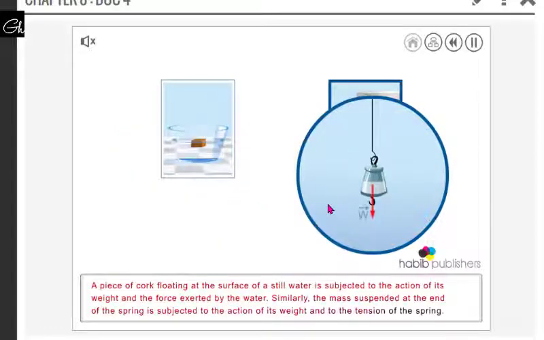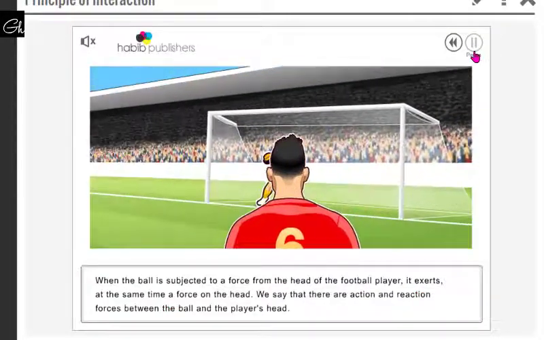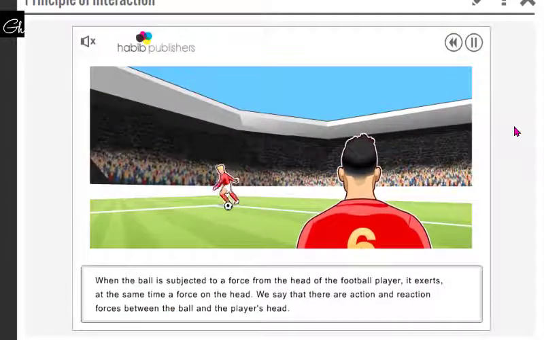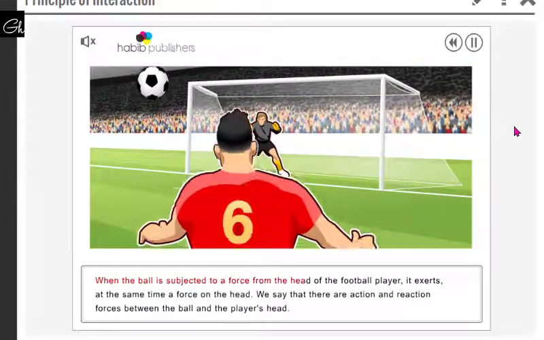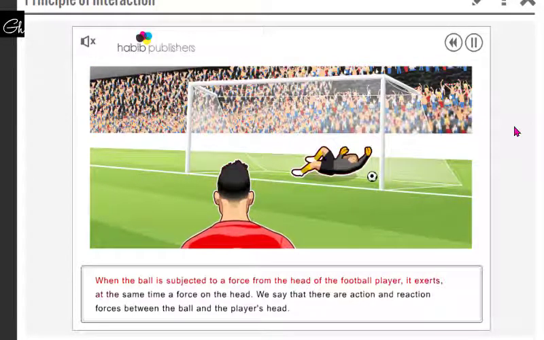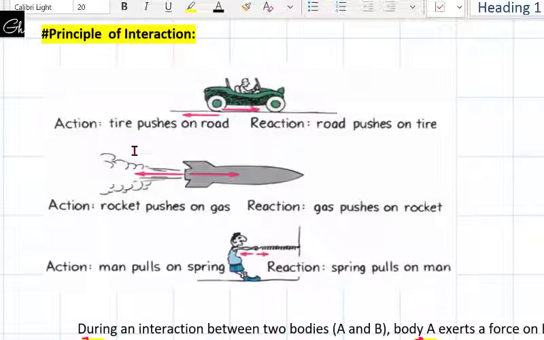In the other figure, we have an object connected to a spring. So we have the weight and the tension force. Here you can see a ball which is subjected to a force by the football player. At the same time, a force will be exerted over the head of this player. So here acts the principle of interaction. As we said, concerning the principle of interaction, let's take the second example. In this example, the rocket will be pushing the gases backwards. At the same time, the rocket will be moving forward. So this is an action and a reaction.